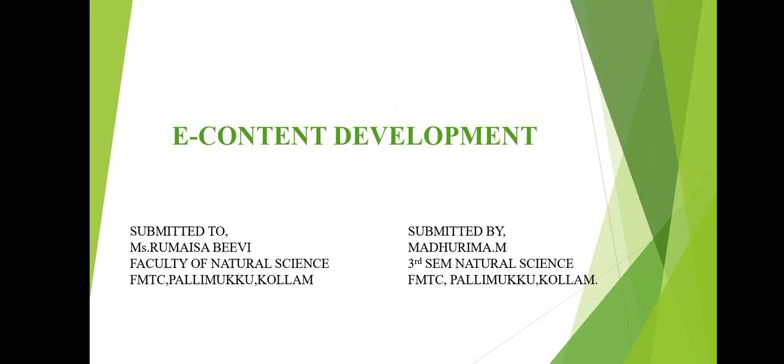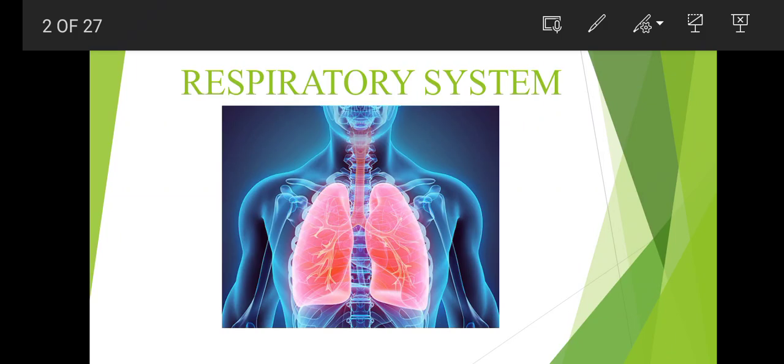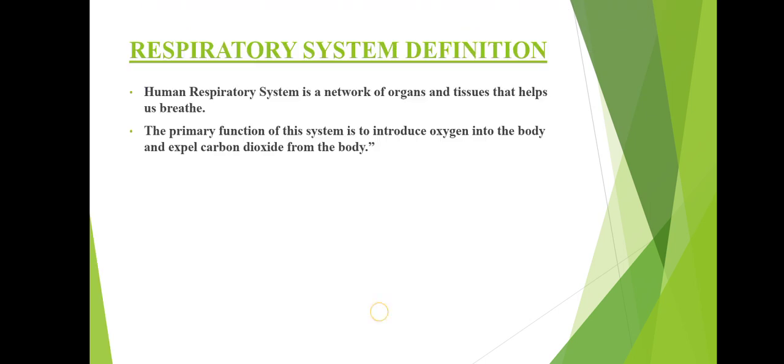So today we are going to learn a new topic, that is the respiratory system. Now we can look into the definition of the term respiratory system. The human respiratory system is a network of organs and tissues that helps us breathe. The primary function of this system is to introduce oxygen into the body and expel carbon dioxide from the body.